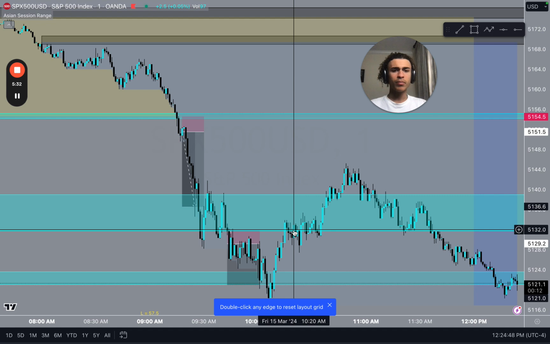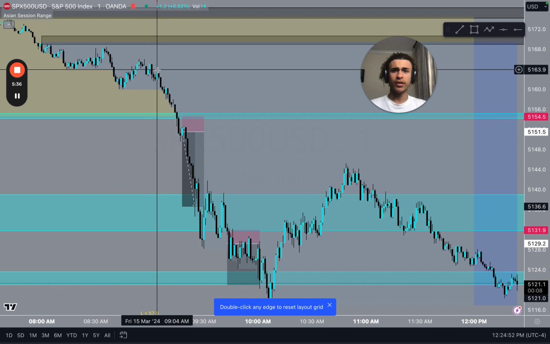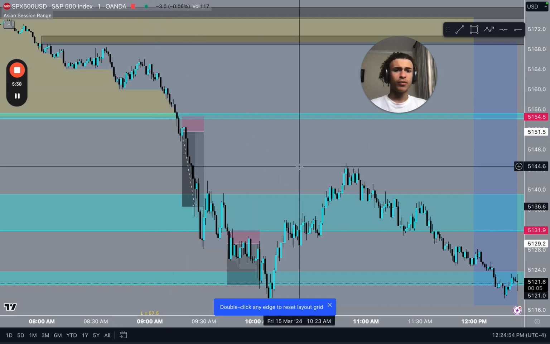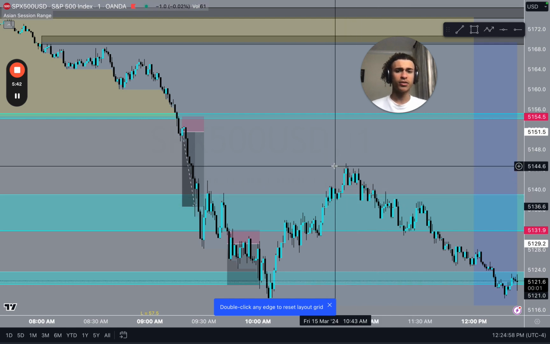Price is currently in this very choppy zone. Most of the volume was around here, guys. We had some decent volume coming here, but right now we're just chopping around. We might send out some more alerts to the premium, but we're just going to see what price does.